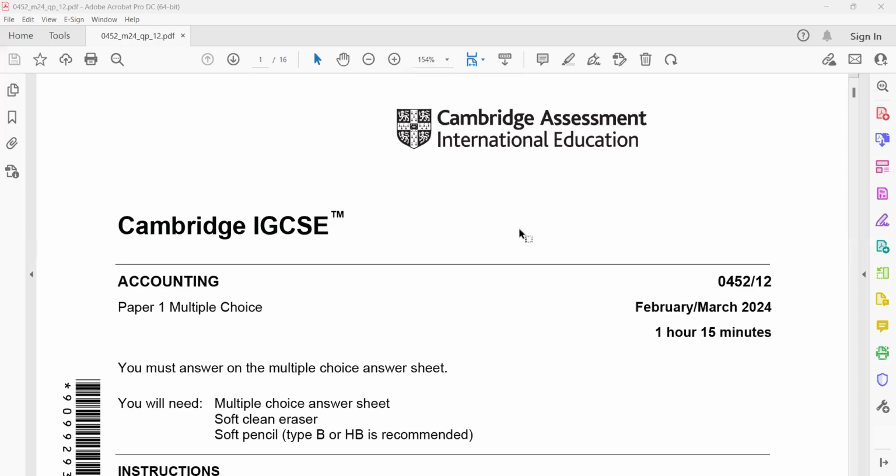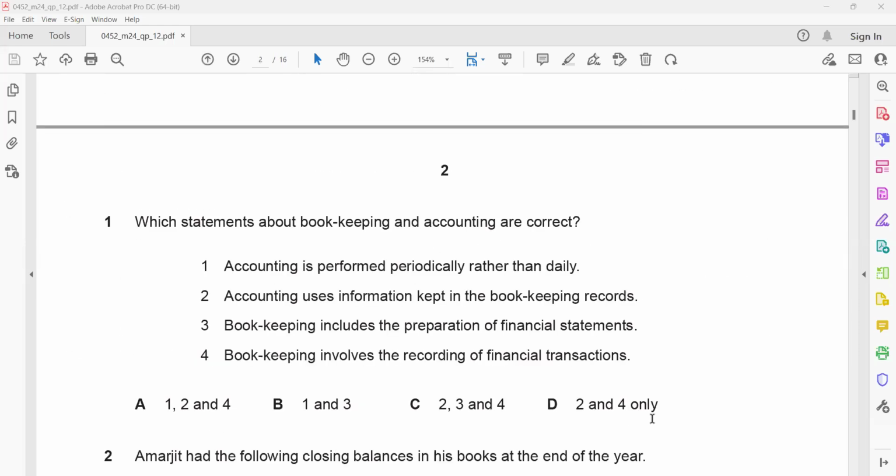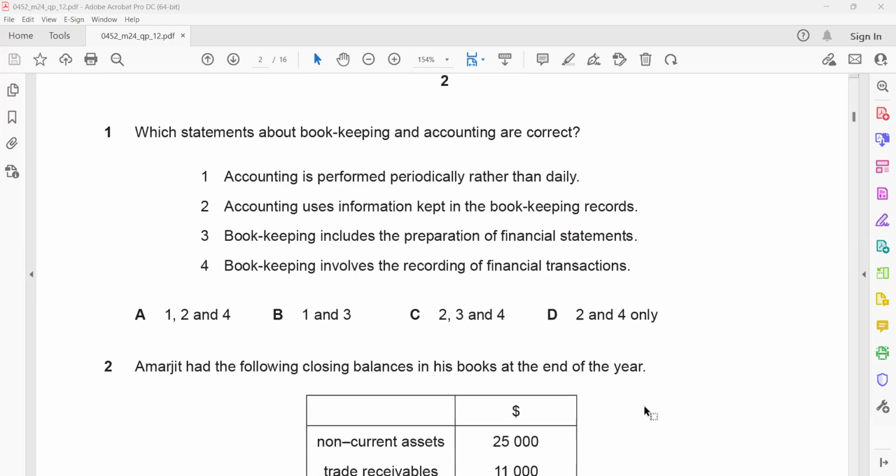Okay, this paper is 2024, February, March. Okay, first question. Which statement about bookkeeping and accounting are correct?